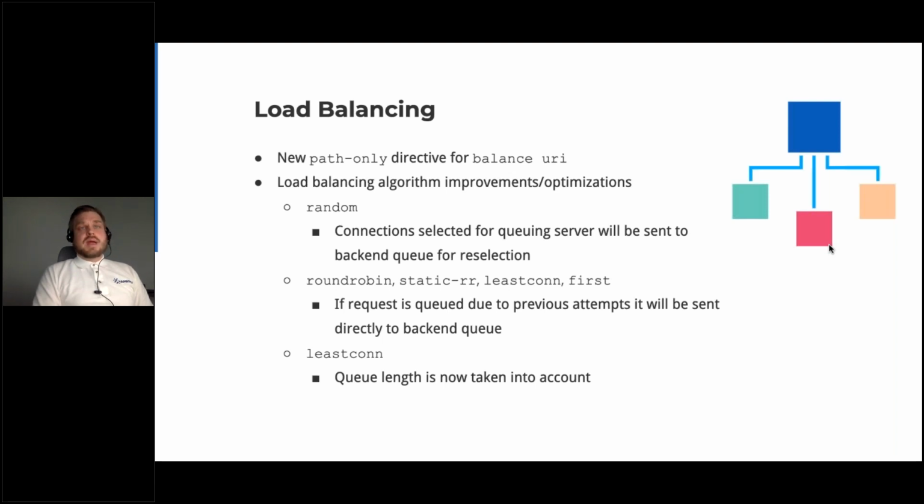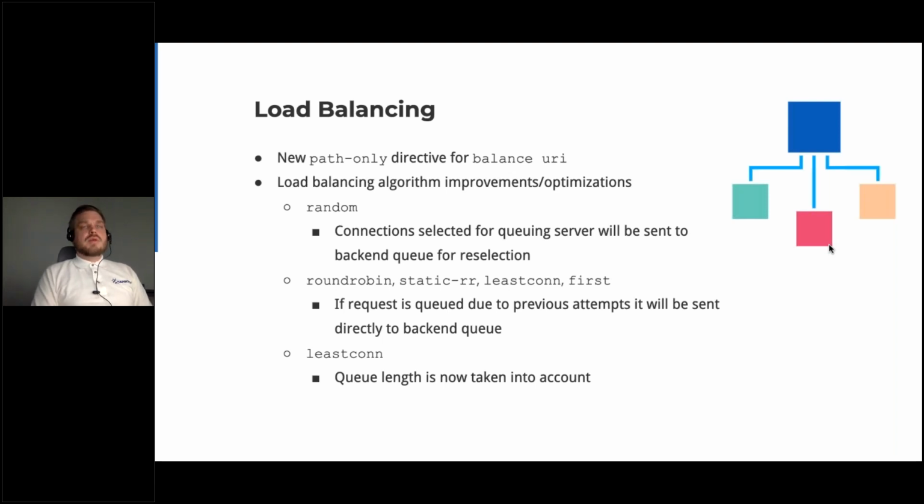And improvements were made to some of the other load balancing algorithms as well. The random algorithm was improved so that if the server selected has reached its maxconn value, the request will then be added to the backend's queue and not the server queue, meaning that it will be redispatched to another available server.